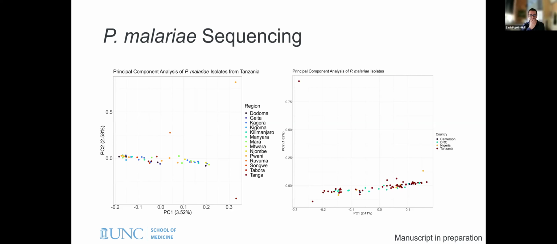Now I'm going to show some of our more interesting results, now that we've established that the method works. I'm showing principal component analysis, and I'm showing two different versions of this. On the left, we're just looking at Tanzania, and I've color-coded each sample by region. What you'll notice right off the bat, if you're used to looking at PCA plots, is that there's basically no structure there. In addition, our principal components explain very little variation. The first two combined explain a little over 6% of variation.